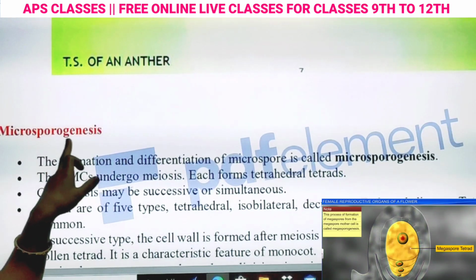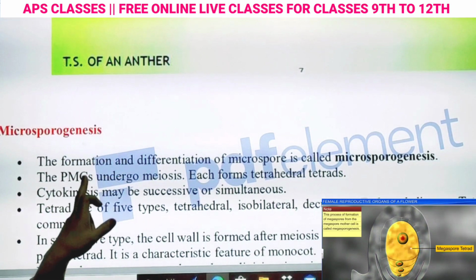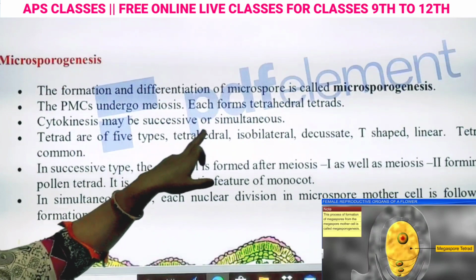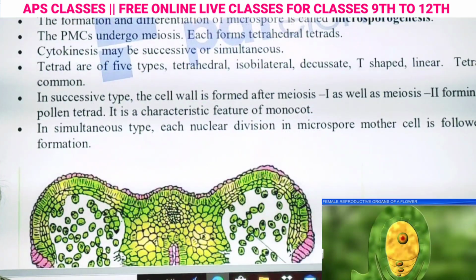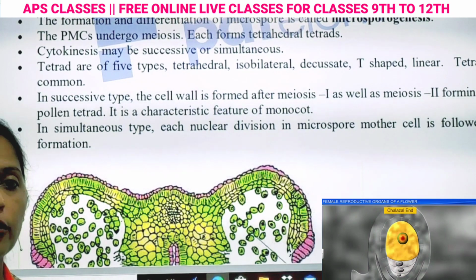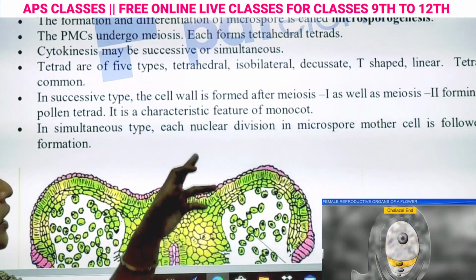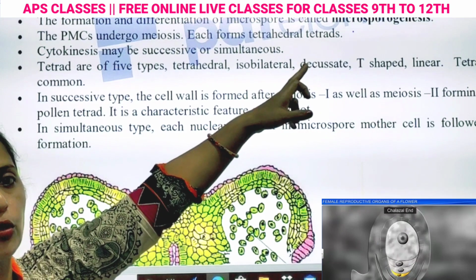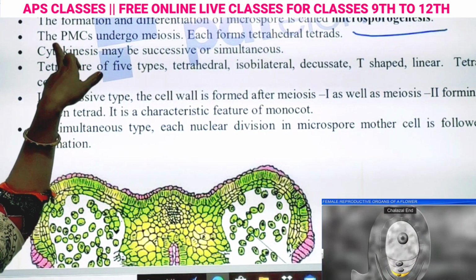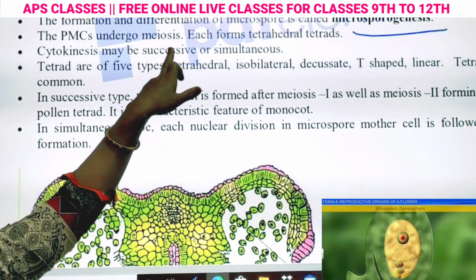Next is microsporogenesis. What do you mean by microsporogenesis? The formation and differentiation of microspores. जो हम क्या करते हैं, फॉर्मेशन करते हैं माइक्रोस्पोर्स की, या फिर उन माइक्रोस्पोर्स की फॉर्मेशन होने के बाद जब उनकी डिफरेंशिएशन होती है उसको हम क्या कहेंगे, माइक्रोस्पोरोजेनेसिस. जो प्राइमरी मदर सेल्स होते हैं अंडरगोज म्योसिस.